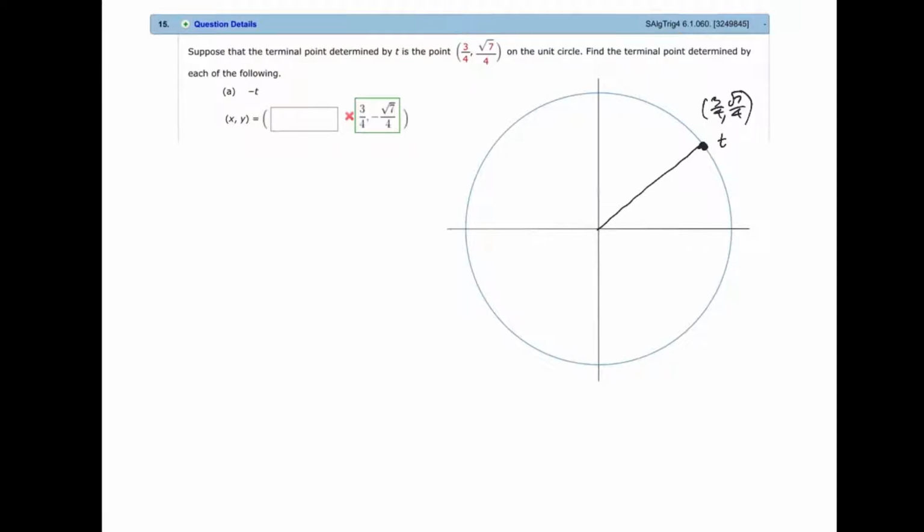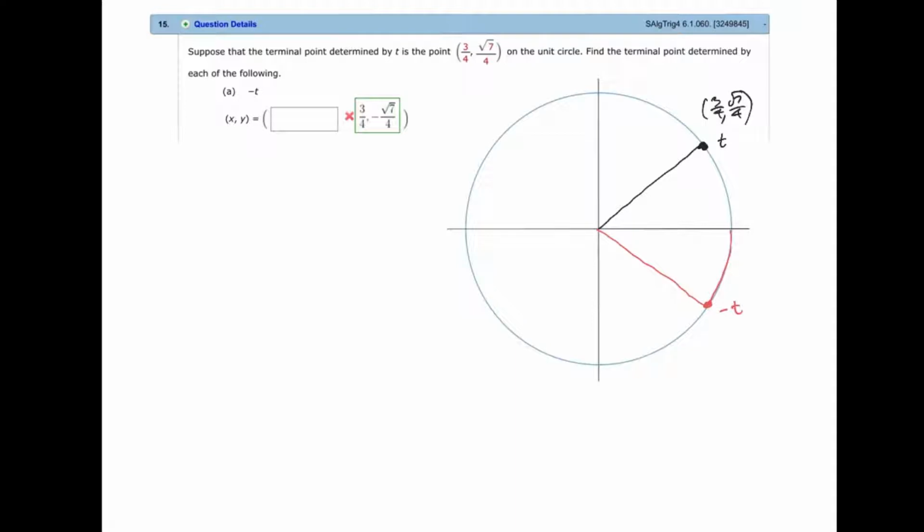If we were to find a terminal point determined by the opposite of t, then we would construct an arc of the same length in the clockwise direction and then form an angle in standard position by extending a radius from the origin to that point.